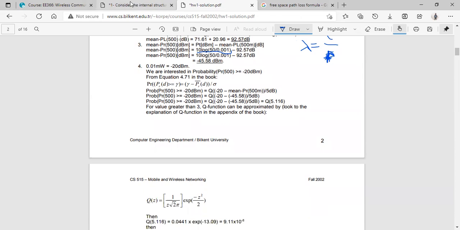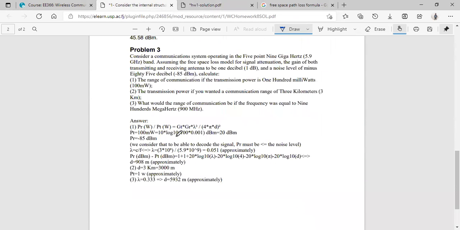Anyways, let's move on to problem number 3 of this week's tutorial. Problem number 3 says: consider a communication system operating in the 5.9 gigahertz band. Assuming the free space loss model for signal attenuation, the gain of both the transmitting and the receiving antenna to be 1 dB, and a noise level of minus 85 decibels.